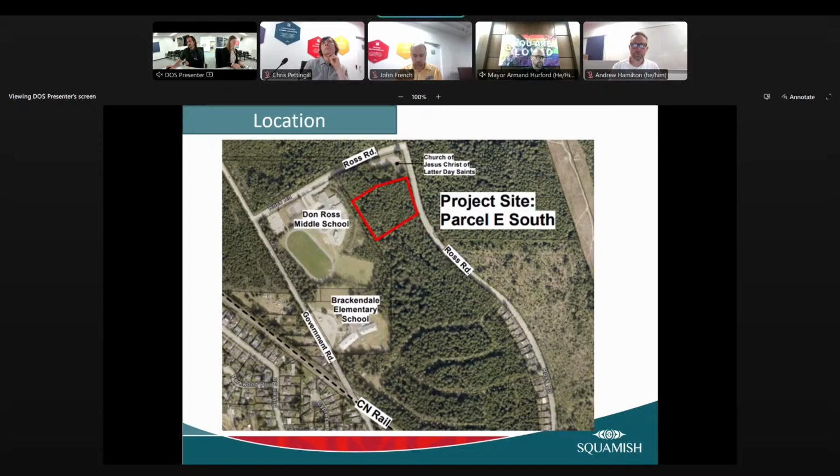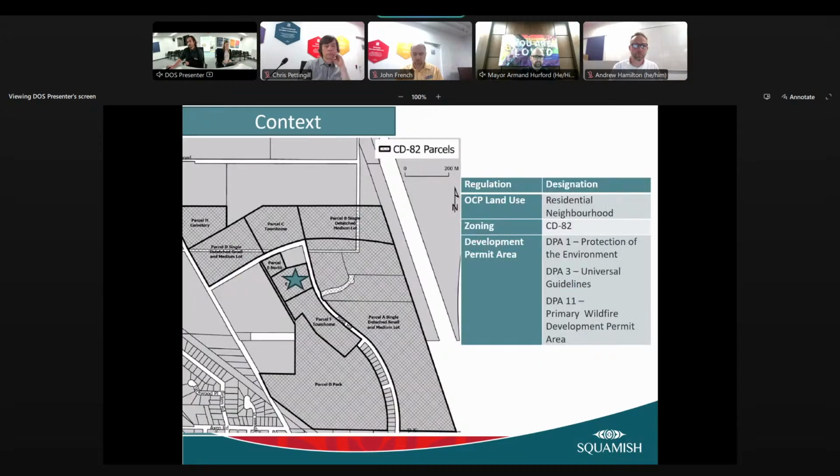The subject property is located on an unaddressed parcel off Ross Road, known as Parcel E South, as indicated in the CD82 zone. The property is currently undeveloped. The property is subject to Development Permit Area 1, Protection of the Environment, Development Permit Area 3, Universal Form and Character Guidelines, and Development Permit Area 11, Primary Wildfire Area. The proposal meets the DPA 1 guidelines and is being processed at a staff level because it is a delegated permit. Compliance with DPA 11 guidelines will be secured through a Section 219 covenant as per the OCP requirements. The remainder of this presentation will discuss the DPA 3 compliance.